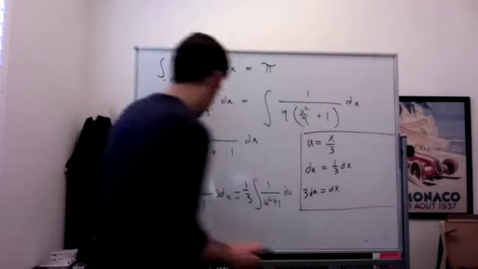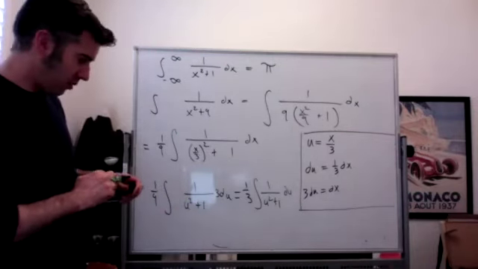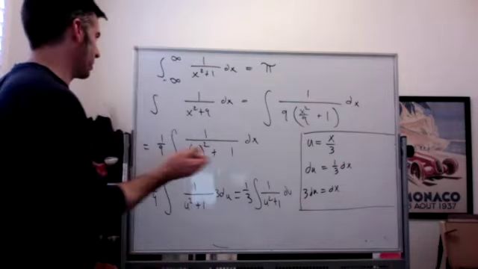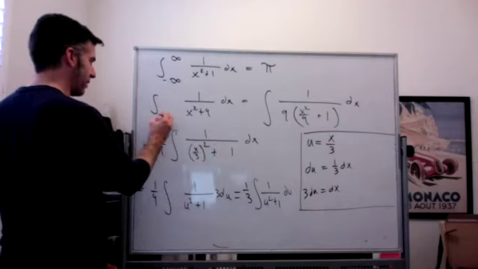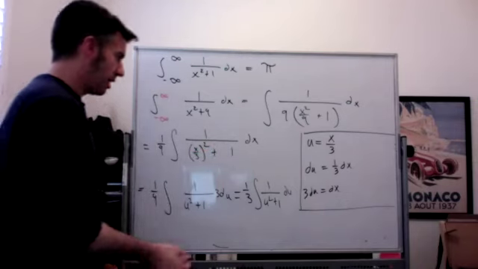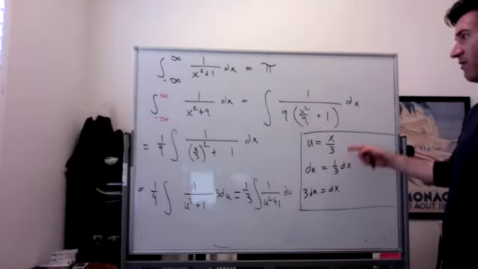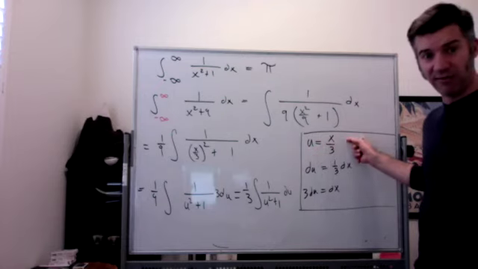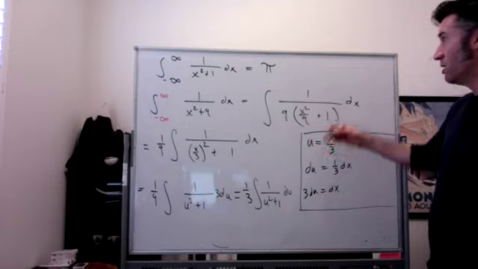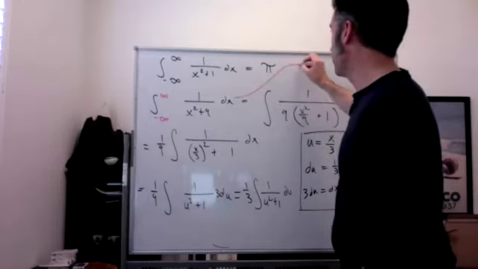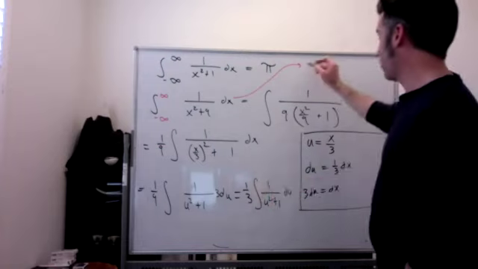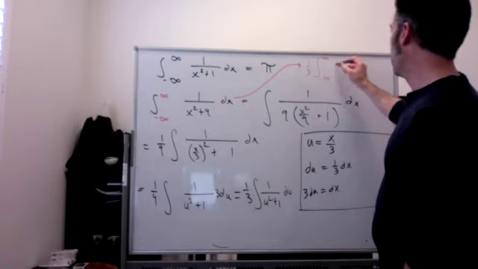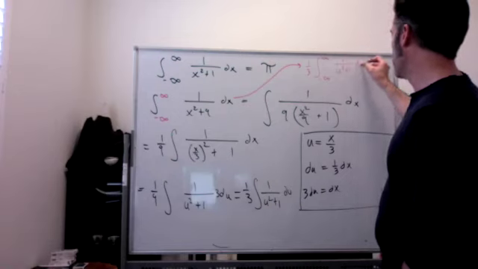Now, I want to show you two different things. Thing one, this is where you want to get to finish this problem. So if we're doing the integral from negative infinity to infinity, and we get to here, well, if x is infinity, 1/3 of infinity is still infinity. And if x is negative infinity, 1/3 of negative infinity is still negative infinity. So this would get us to 1/3 of the integral from negative infinity to infinity of 1 over u squared plus 1 du.